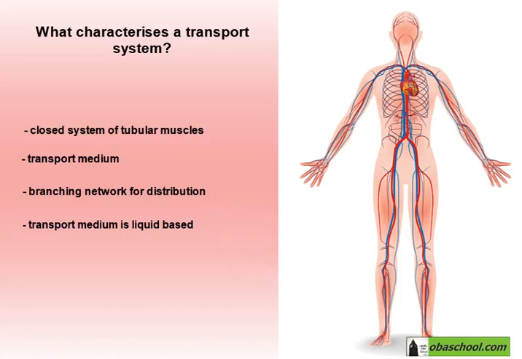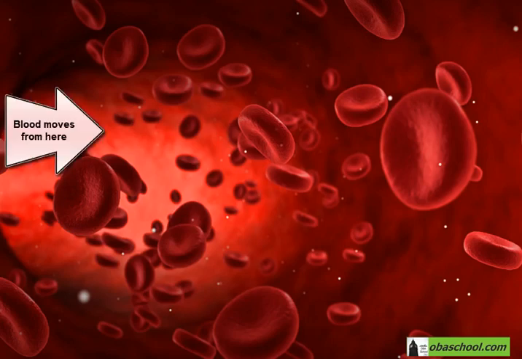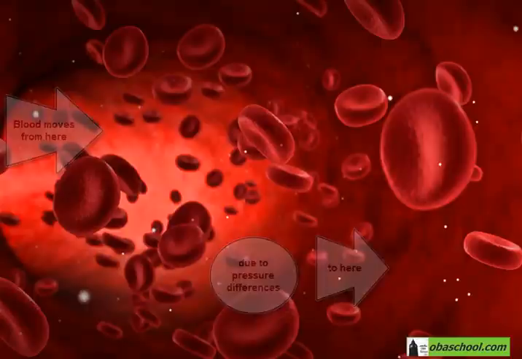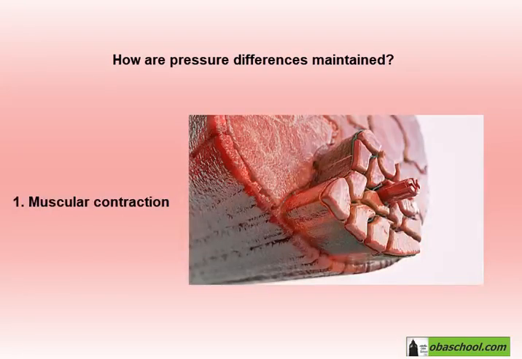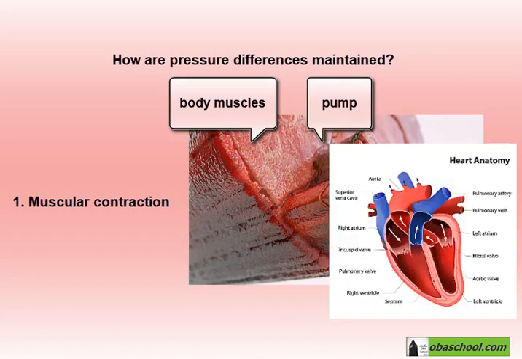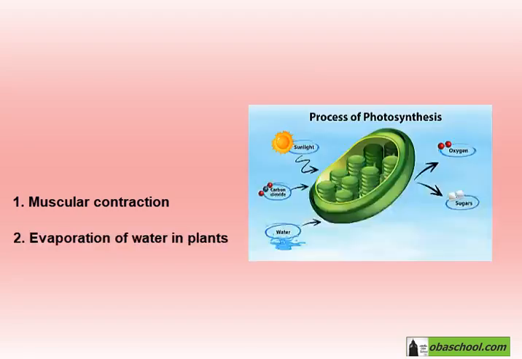And finally, we have to have a mechanism to move the transport medium within the vessels. This requires a pressure difference, and this is achieved in two main ways. First, muscular contraction, either through the body muscles or using a special pump like the heart. And second, and we see this in plants, these rely on processes like the evaporation of water. So we saw 4 features of transport systems so far.